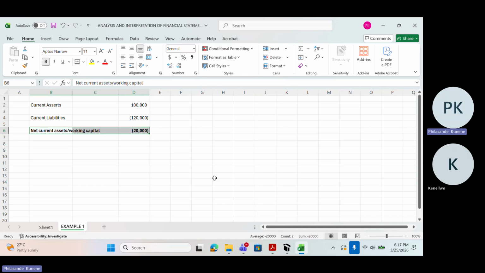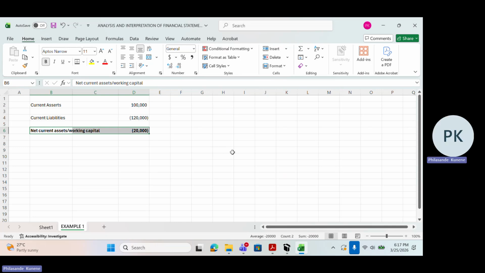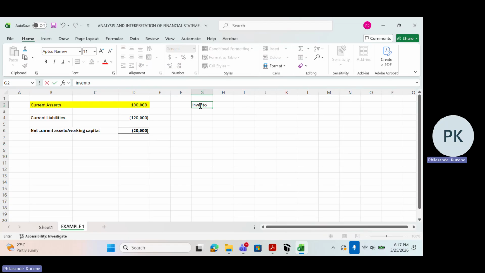If it takes me 2 to 3 days to convert my stock into cash, that is very good for me. It means I will be able to meet my short-term obligations. But if I am unable to convert my trading stock into cash, here I have current assets of 100,000. That's what we said there. They say this current asset is made up of inventory of 40,000 rands, and then we have trade receivables.